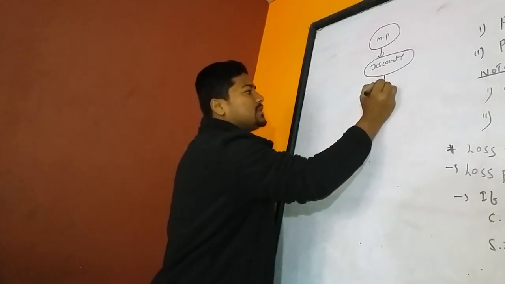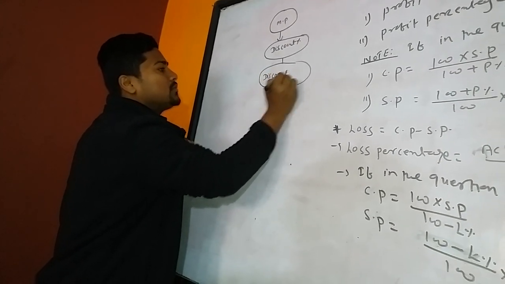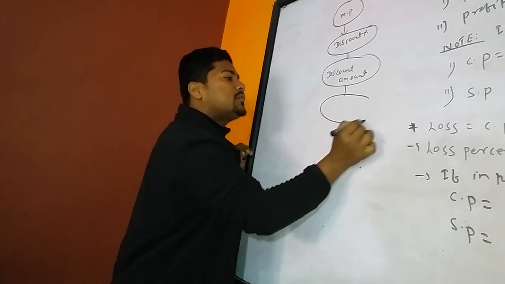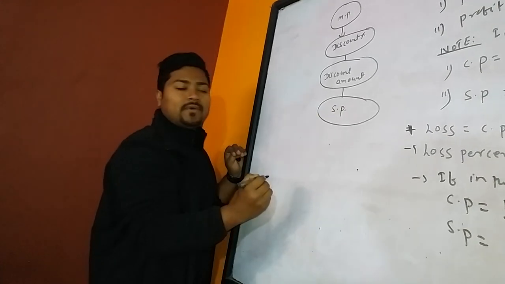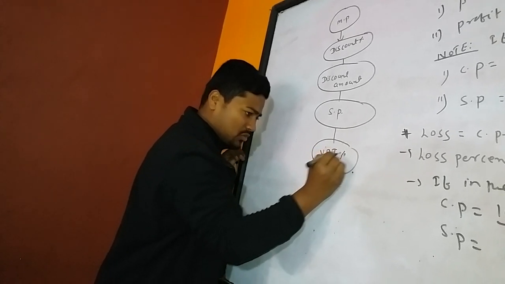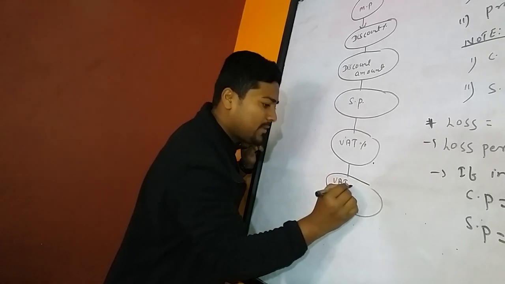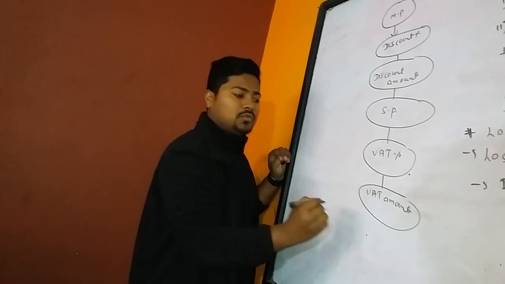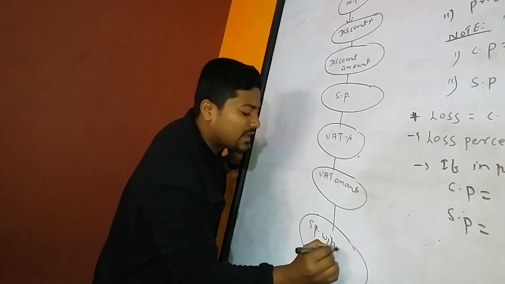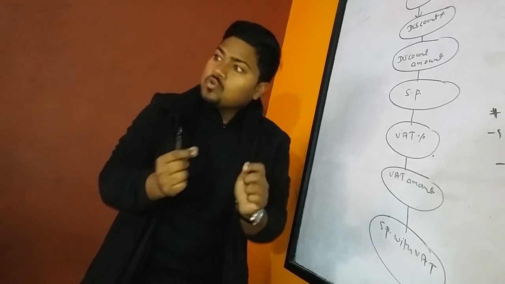So step by step, first you can find the discount amount, and you know the discount amount formula. After the discount amount, you can find the SP, the selling price. Then after the selling price, if the VAT percentage is given, you can also find the VAT amount, and you know the VAT amount formula. At the last, you can find SP with VAT. So you know all the formulas, and if you follow these steps, you can solve profit and loss related long questions very easily.